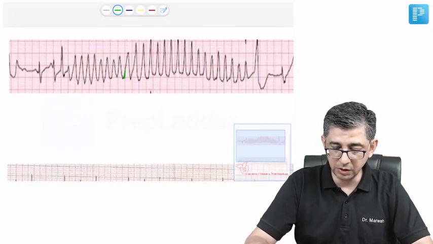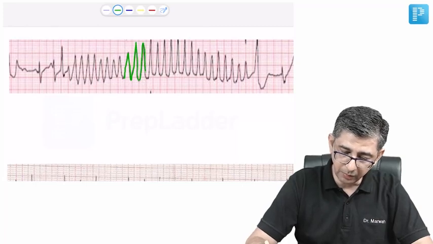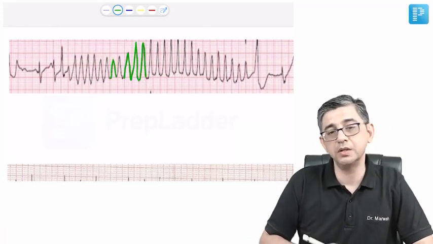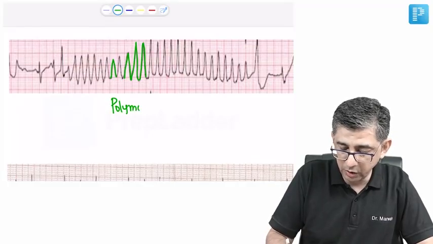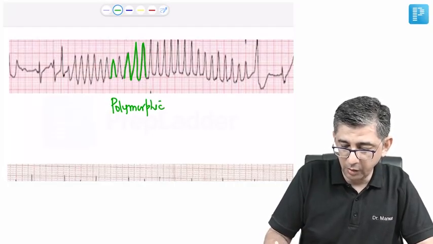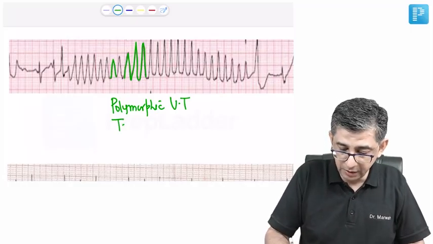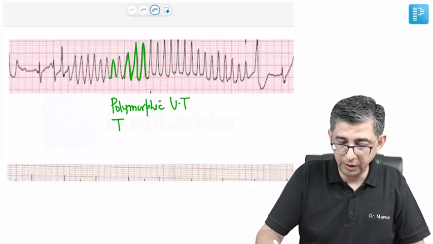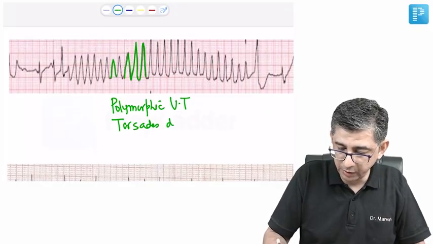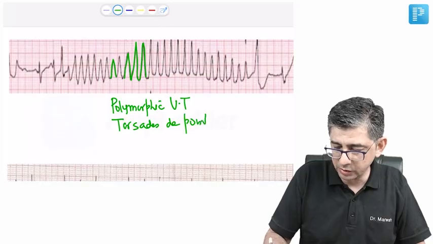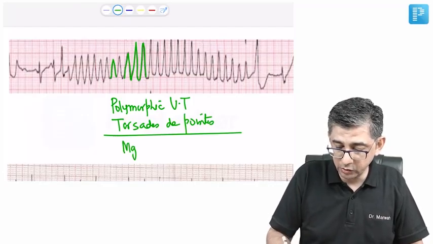You can still see these broad QRS complexes, but each one of them has a variable size. Because of the variation in the size of the broad QRS complex, we are going to call it a polymorphic ventricular tachycardia. This is well known by its Latin terminology. The Latin term used for this is torsades de pointes, and because our examiners love to use classical terms, it's always a good idea to read about it. And they also ask you regarding the drug of choice for this condition.